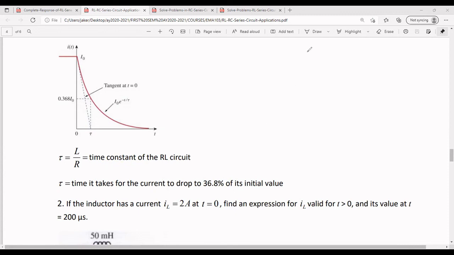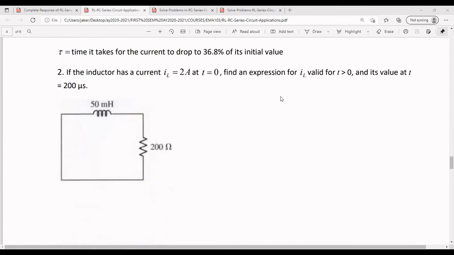I'll go to our sample problem, which this time talks about the inductor. If the inductor this time has a current I sub L equal to 2 amperes at time equal to 0, take note, time equal to 0, meaning this I sub L that is given here is now I0, and it has a specific value of 2 amperes. So you are to find an expression for I sub L valid for t greater than 0 and its value at time which is equal to 200 microseconds.